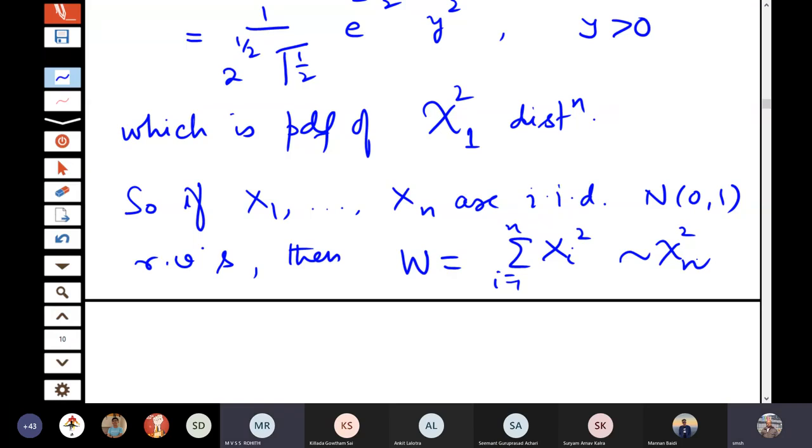So first of all, it establishes that chi-square is a sampling distribution, because if I am taking a random sample from a standard normal distribution, then the sum of squares follows a chi-square distribution. So it is a sampling distribution. Now I will derive in another context.